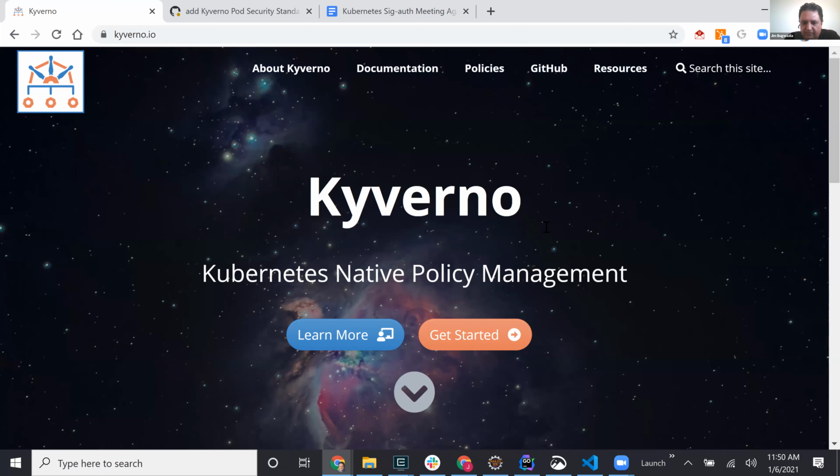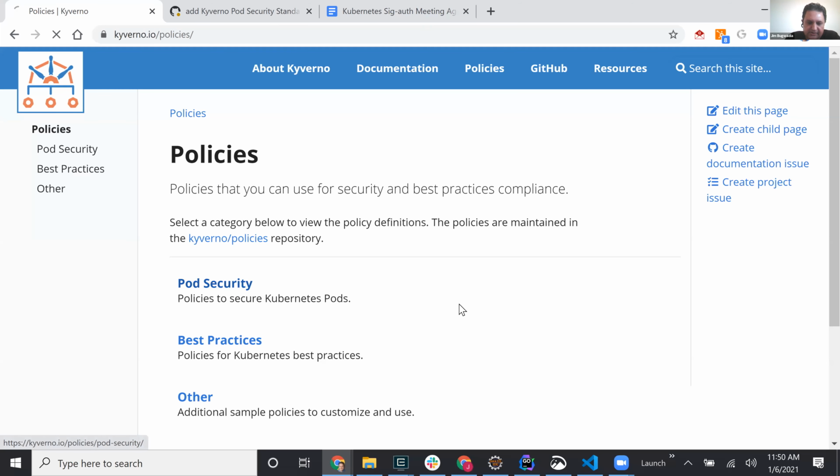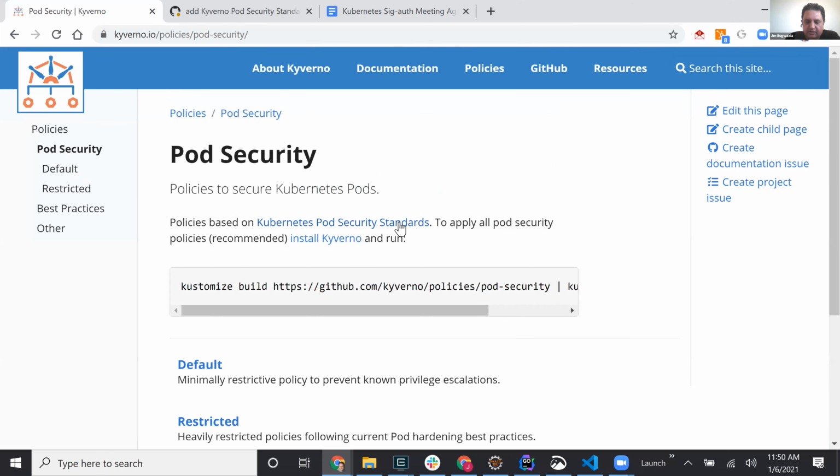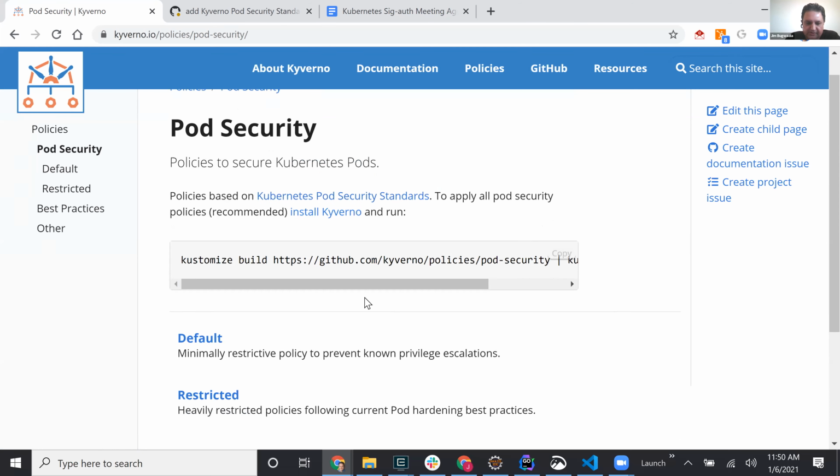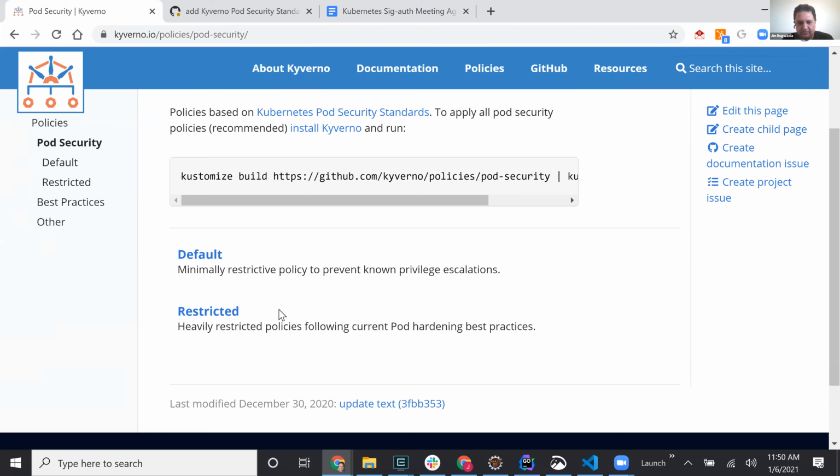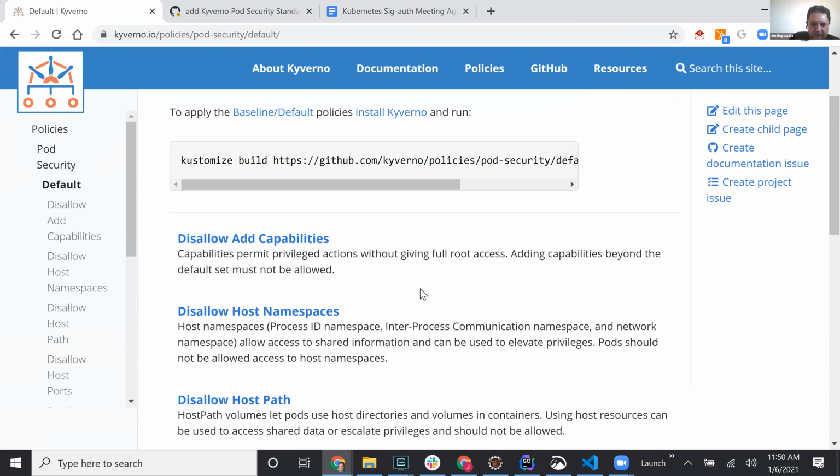So I guess for those who might not know, Kyverno is a policy engine. It just uses Kubernetes CRs for policies, so there's no external language or programming, and it's pretty straightforward to use within clusters. I won't go through too much detail on Kyverno, but what I want to talk about mostly is the pod security policies. What we did is we followed the security standards which were put out, so the policies are organized based on those standards: the default and restricted. And there's a set of policies, of course, for each one of these, right?